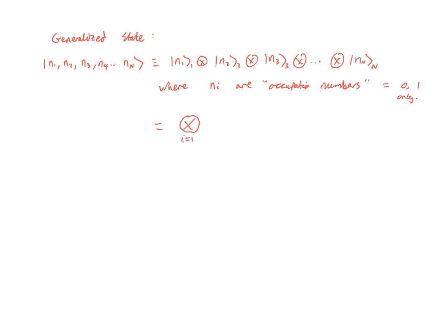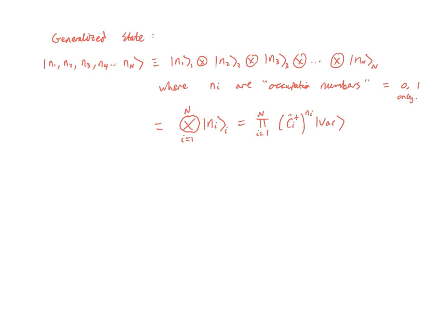And this state can be written in a sort of compact notation as the direct product of these single orbital states, and they, in turn, can be thought of as the ordered product of acting with a creation operator in site i, taken to the power of the occupation number, acting on the vacuum. So why is that?